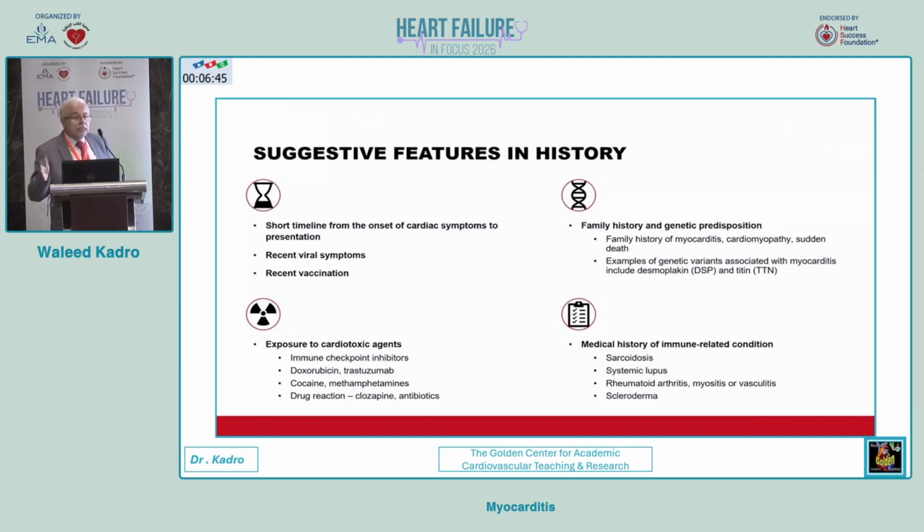There may also be a family history of myocarditis or cardiomyopathy, and two common mutations. Desmoplakin is usually associated with cardiac arrhythmia and arrhythmogenic right ventricular dysplasia, but a family history of this mutation may be a cause of acute fulminant myocarditis. The most common mutation is the titin mutation, and a history of titin mutation may be a predictor of myocarditis. A medical history of autoimmune disease, whether lupus, rheumatoid arthritis, or scleroderma, or the presence of sarcoidosis, gives us a clue for the cause.